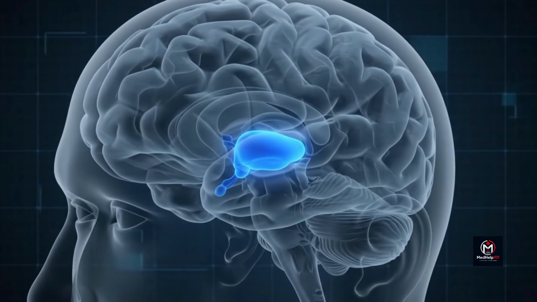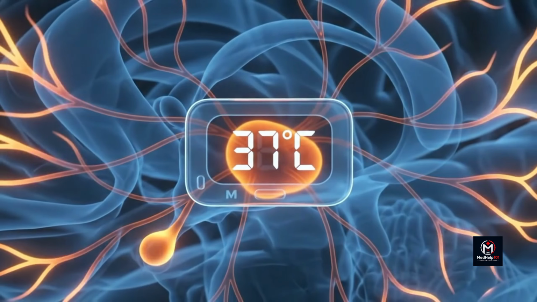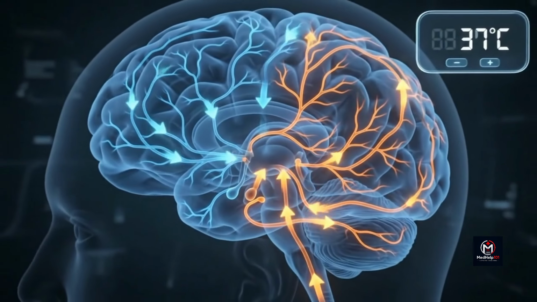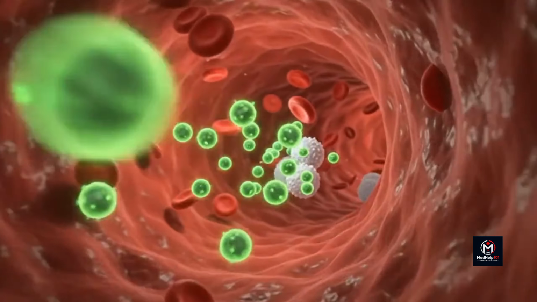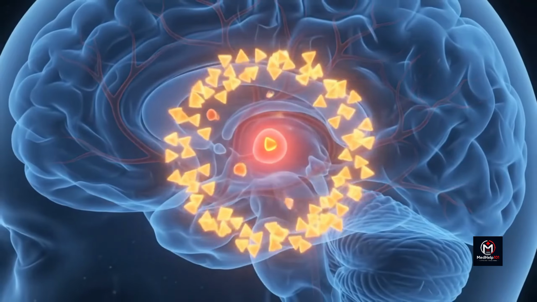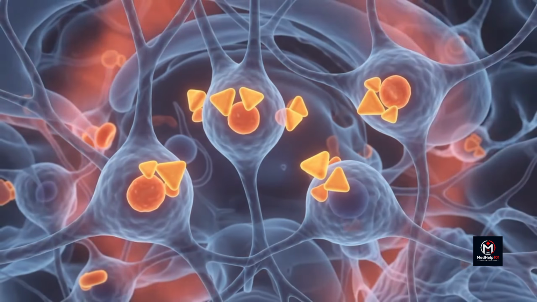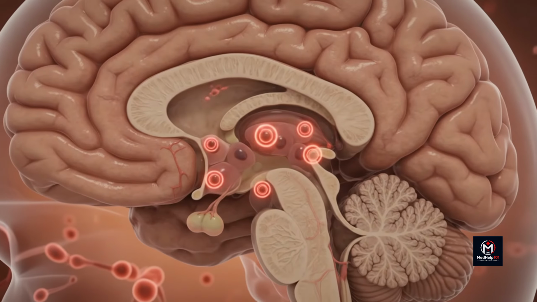Paracetamol also acts on the hypothalamus. The hypothalamus is the body's thermostat. It constantly regulates body temperature. During infection, immune cells release pyrogens. These pyrogens stimulate prostaglandin production in the brain. The thermostat is reset to a higher temperature.